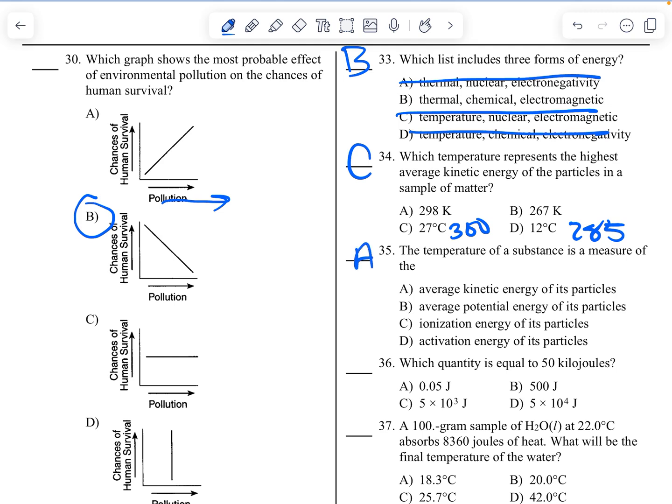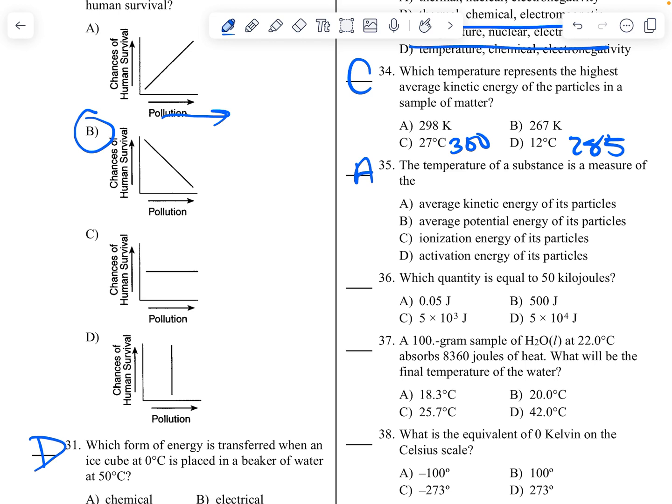Average kinetic energy. 50 kilojoules to joules. So let's do some dimensional analysis. I'm going to do it here to the left. 50 kilojoules is our given. I know that I seek joules. I know in 1 kilojoule, I have 1,000 joules. So 50 times 1,000 gives me 50,000. Uh-oh, that's not a choice. So I need to put it in scientific notation. In scientific notation, you need to have a 5, 1 digit in the ones place, times 10 to the 1, 2, 3, 4.